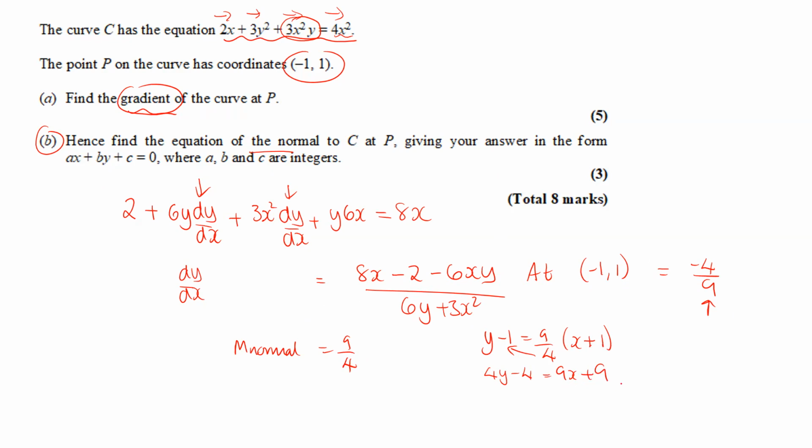And then just make it nice and pretty. I would leave it in the form it asks you, often at A level, and just make it pretty and start it with the 9x being positive. So take these terms to the other side. 0 is 9x minus 4y, and then it'll be plus 13. Everyone okay with that? It's not too difficult, just going over implicit.